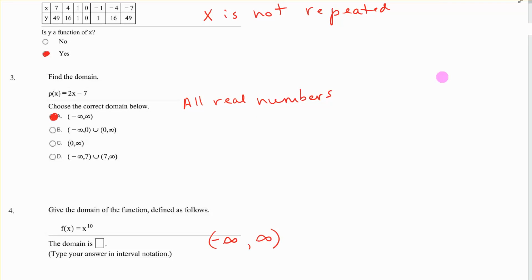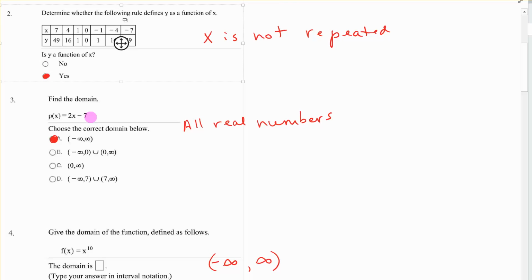All right. 2x minus 7, that's just a straight line. Is there anything that's a problem? There's no denominator that we have to worry about. There's no square root. That is all real numbers. And in interval notation, it is from negative infinity to positive infinity.